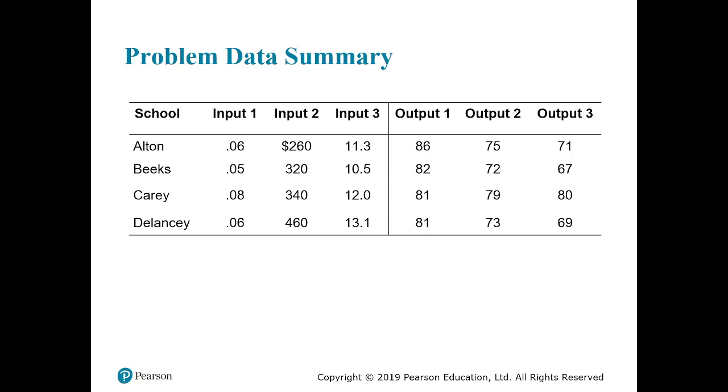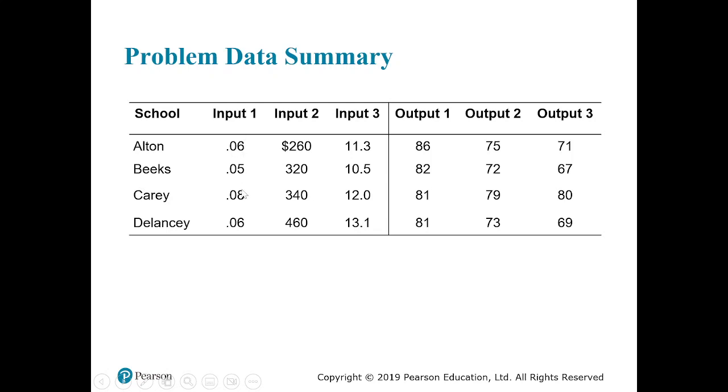So input number one, which is teacher to student ratio, we can see that Carey has the highest teacher to student ratio. And then in terms of the supplementary funds, we can see that Delancey has the highest. And in terms of input number three, the average educational level of parents, I believe this is probably years of schooling, we can see that Delancey has the highest. Yeah, Delancey has the highest one.